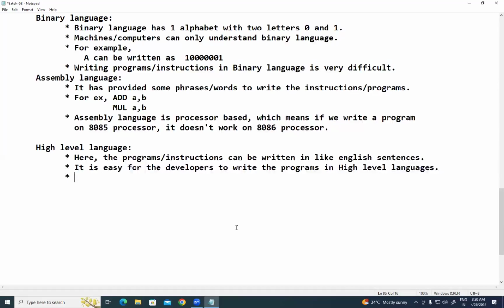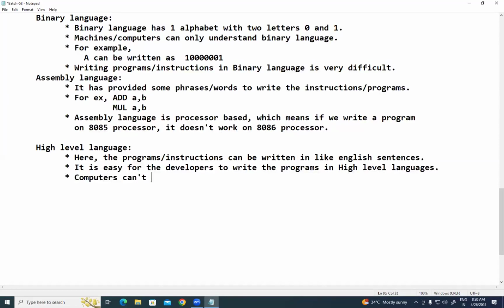Folks, am I clear? Okay. There are some translators available. Those translators will convert your Java instructions or your .NET instructions into machine language. Able to follow me? Tell me, guys.